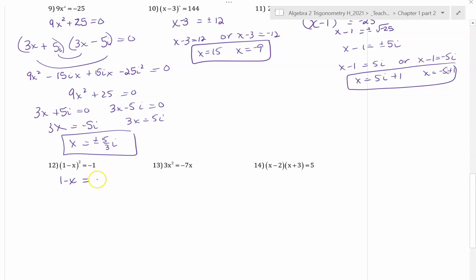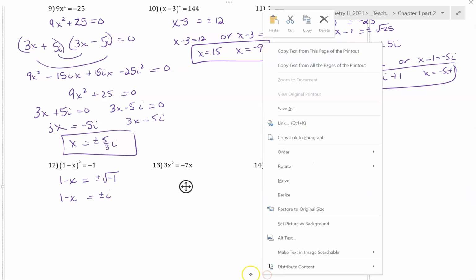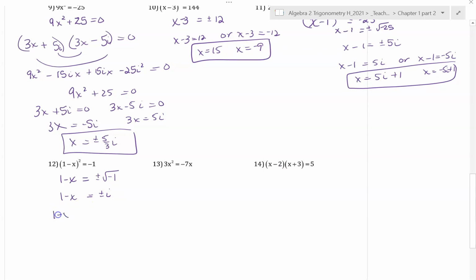If it's -1, when I take the square root, that's plus or minus the square root of -1. So 1 minus x equals plus or minus i. So you could say 1 minus x equals i, or 1 minus x equals the opposite of i. Because again, i squared is -1, we memorized that. We also know that the square root of -1 is i. So these are two things that we memorized. Okay.